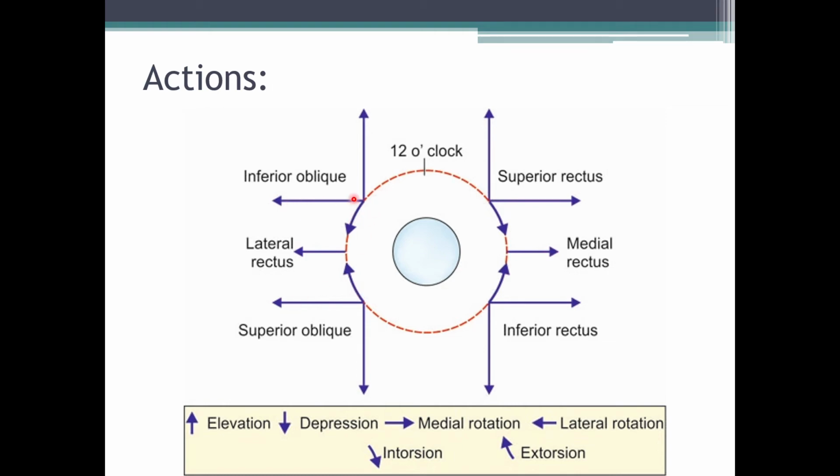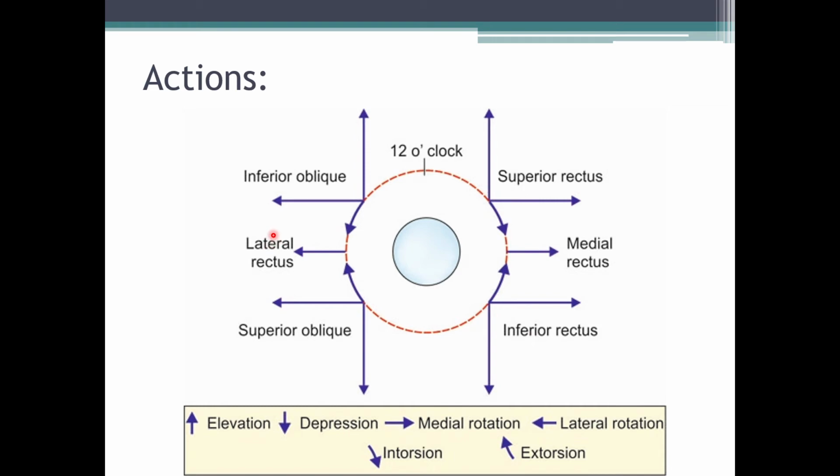Now, why is the inferior oblique doing the elevation? Because you can see from its insertion that it goes from beneath the eyeball and then gets inserted into the lateral aspect of the eyeball. So if you pull that, it will definitely lead to elevation. Fine. But the prime elevator is the superior rectus and the prime depressor is the inferior rectus.